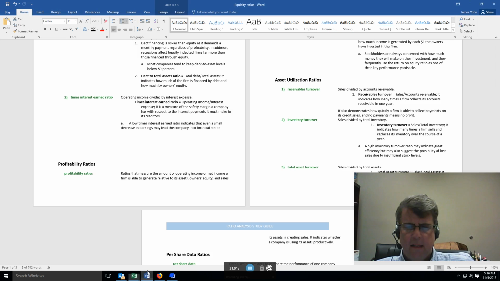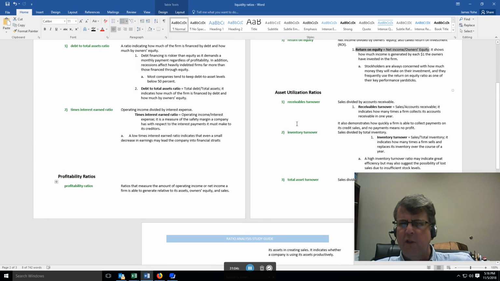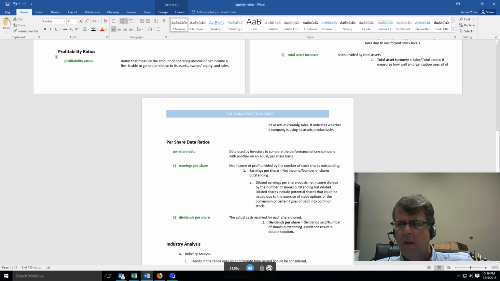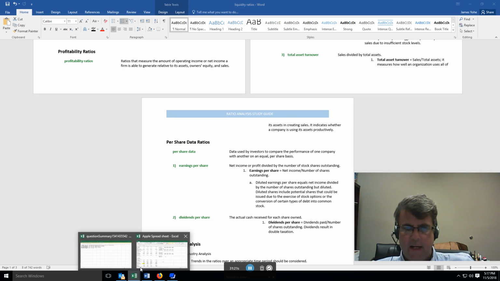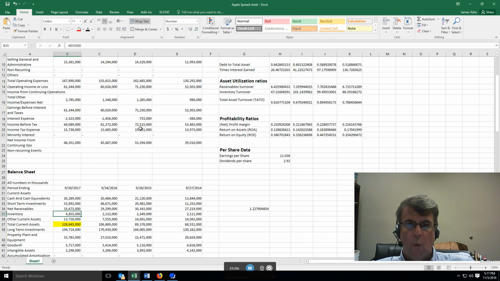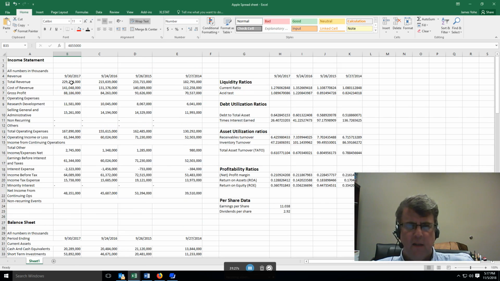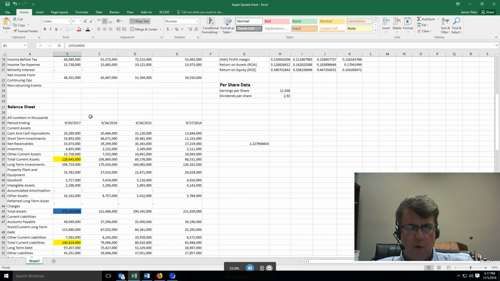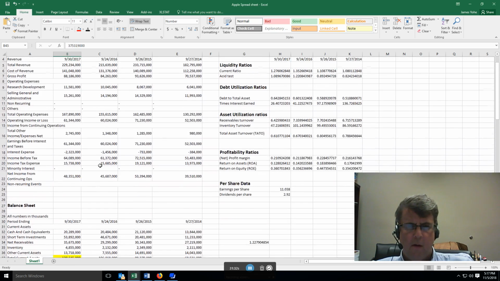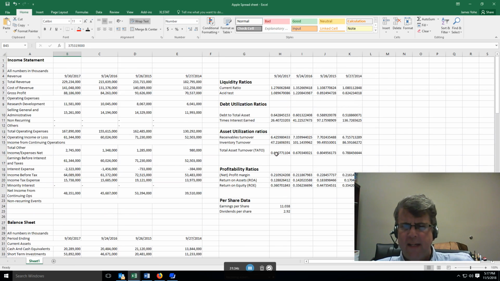That is a ratio that tells you how well we're using our assets to turn them into sales dollars. Okay, so you take sales divided by total assets. How many dollars in sales are we generating for each dollar we have in assets? So we go back here to our spreadsheet. We're going to take sales, and now we're going to divide it by the firm's total assets here in blue. And if you look here, that total asset turnover rate is 0.61.